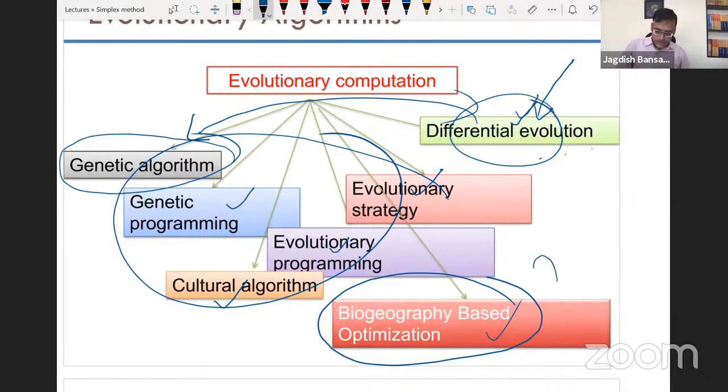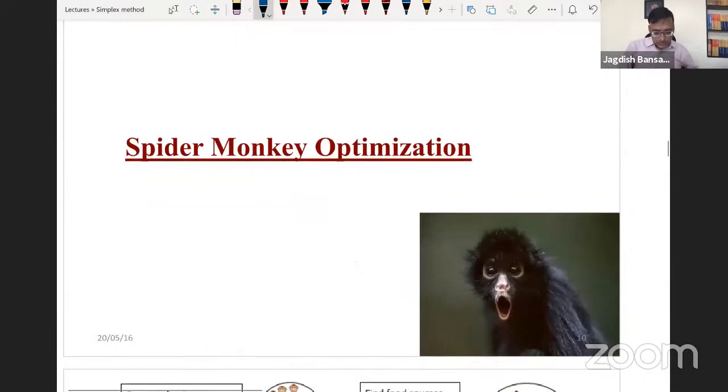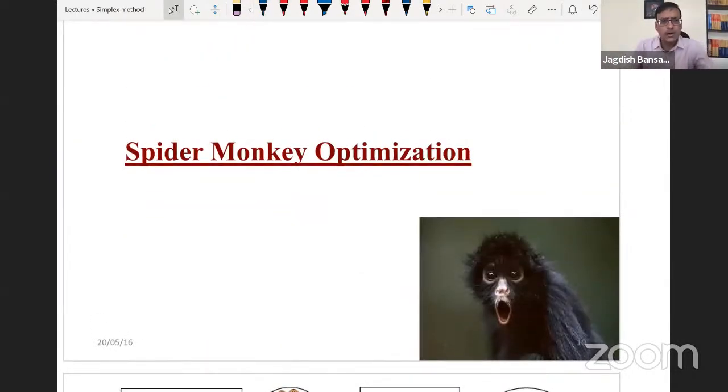One US scientist, Dan Simon, developed this algorithm in 2008. This is also a very good algorithm. So now let me tell you, just in short, I will explain each of these algorithms in short.